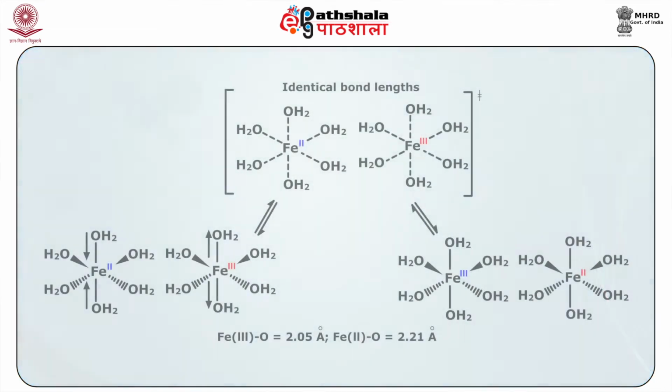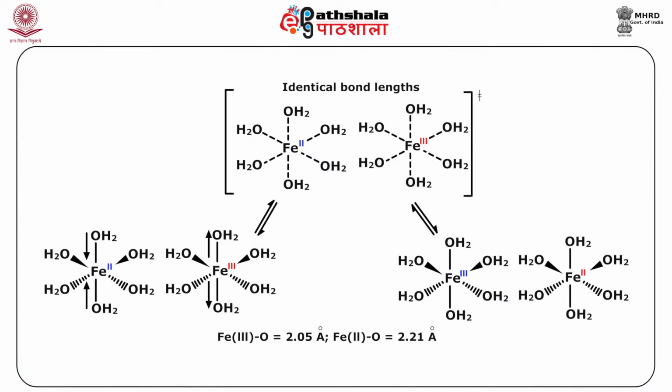So what happens? Let us take the example of two metal complexes based on iron. An iron hexa-aqua complex, where iron is in +2 oxidation state, and another iron hexa-aqua complex, where iron is in +3 oxidation state. Upon interaction of the +2 iron center complex and the +3 iron center complex, they form a transient species where the bond lengths for both the iron 2 complex and the iron 3 complex are identical in terms of the bond distances.